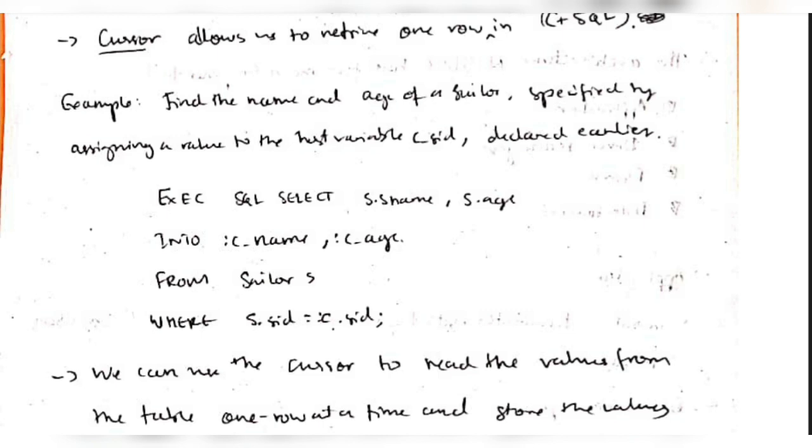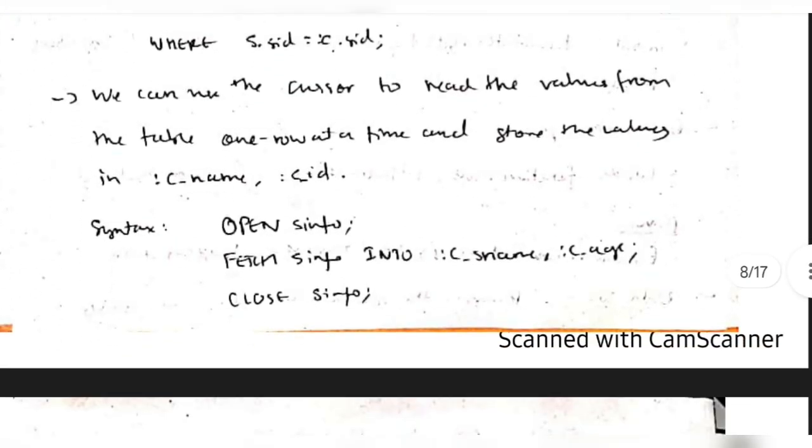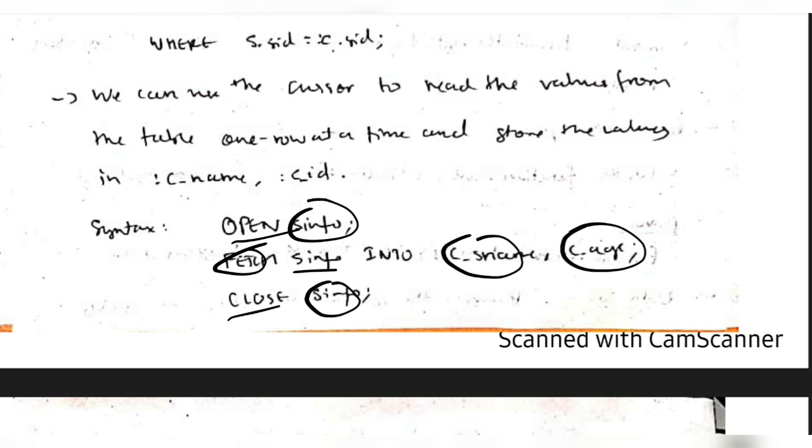It's not just the retrieving of values, you can also update the value. For that you have to create a cursor here by using open, and before ending the program, you have to close the cursor. We'll fetch the sinfo into sname and age. So whatever sinfo I get, I will be storing in the name and the age variables.